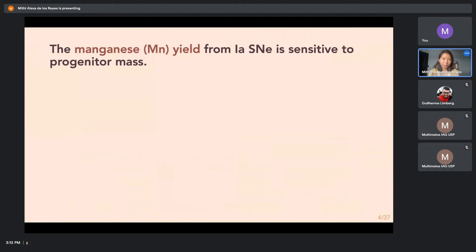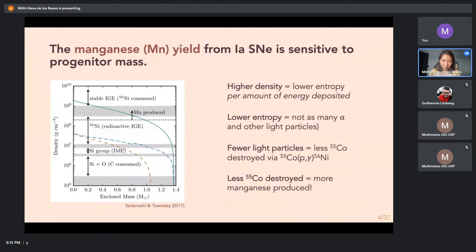The physical reason for that is a little complicated. I won't get too much into it, but it has to do with the parent nucleus of manganese, which is cobalt-55. And the presence of cobalt-55 depends a lot on the density. We can see that here. This is a plot of density as a function of overall enclosed mass in a white dwarf. And there's just a density cutoff. Above a certain density, this is where we start to see a lot of manganese.